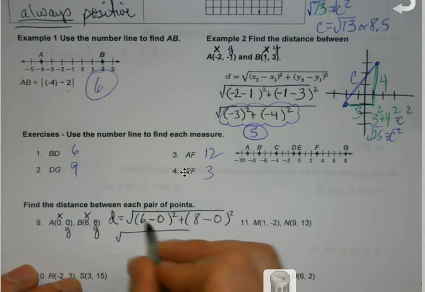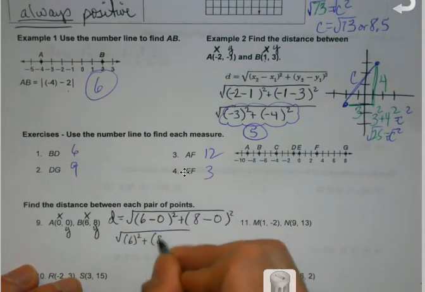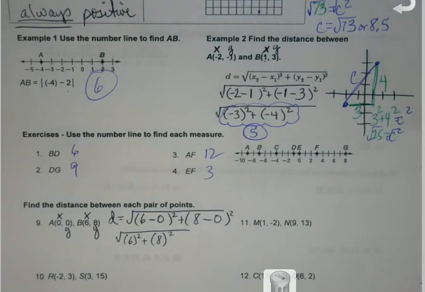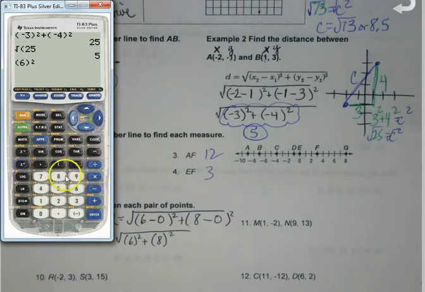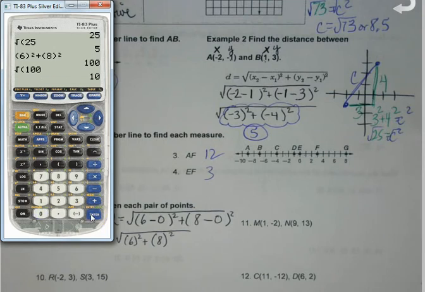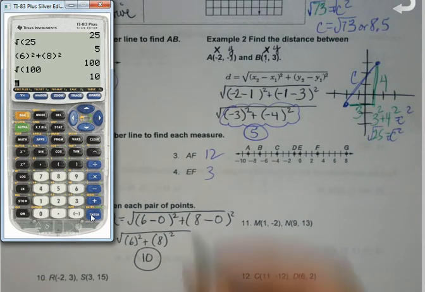You're like, all right, 6 minus 0, so that's 6 squared. Don't lose the parentheses. I know it's not going to matter without the negatives, but it's just a good habit. And then we can let the calculator help us out. But again, type in the numbers first. And then you might know the square root of 100 off the top of your head. A lot of these will come out nice. And I get 10, because it's the square root of 100.